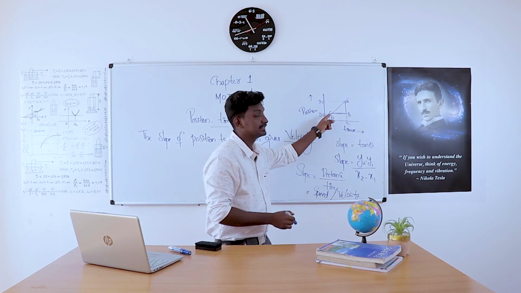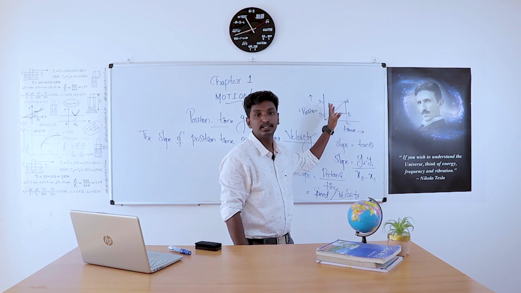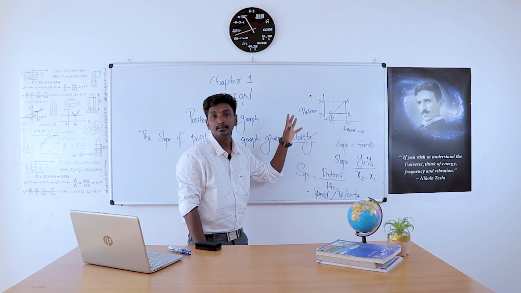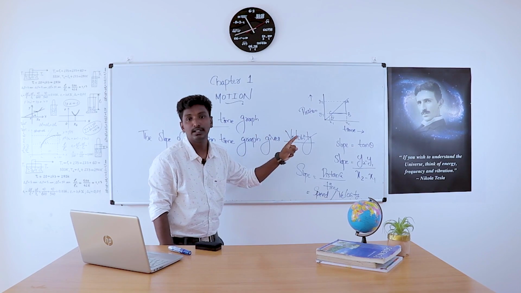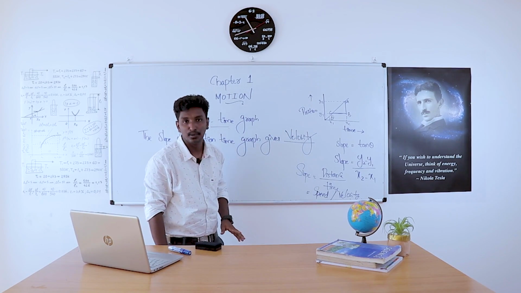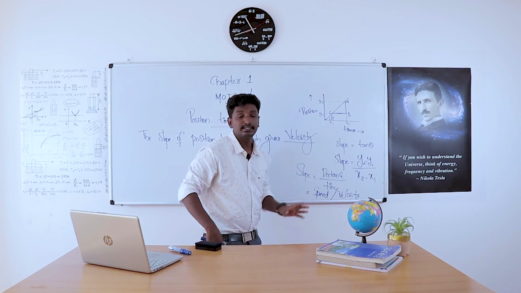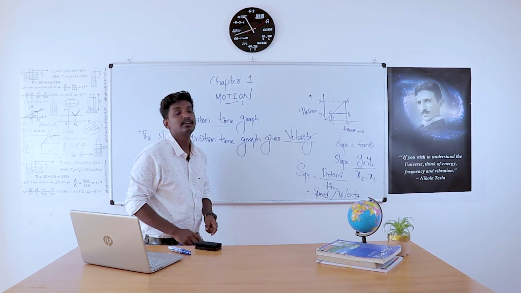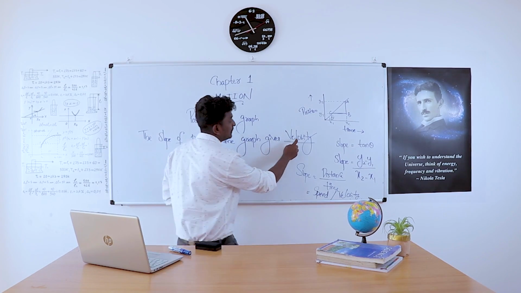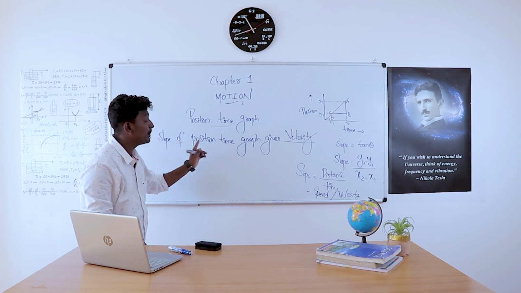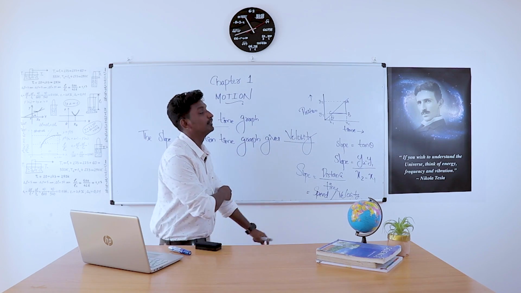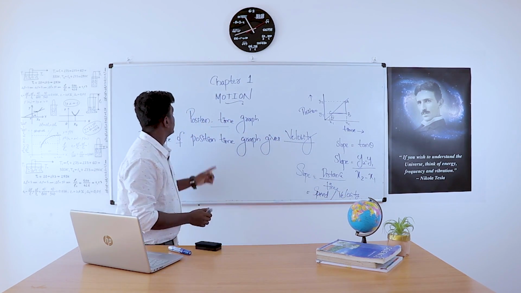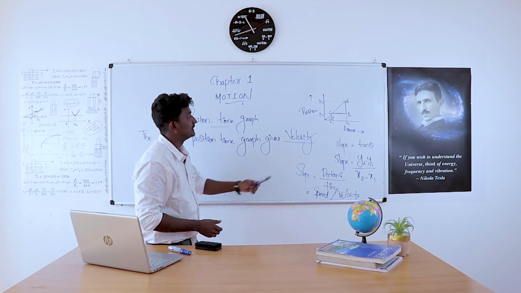We are considering this straight line. This straight line represents that the object is moving with uniform velocity, that is, in uniform motion. If it is in uniform motion, then the slope of the graph gives speed or velocity. Now we can fill up the blank space: the slope of position time graph gives velocity or speed. No problem.